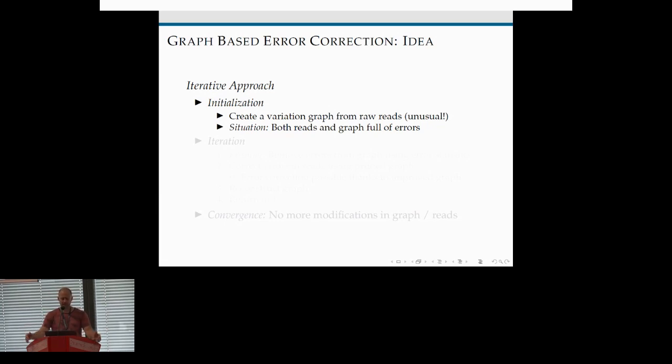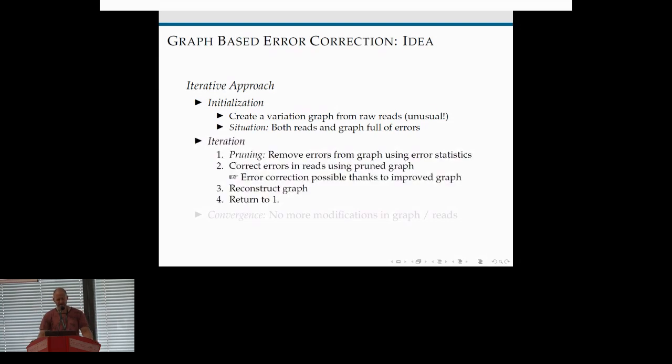The situation is that afterwards we construct that variation graph, and you have the reads in the graph full of errors, you have errors everywhere. Then in an iteration, we suggest you now prune the graph, the chicken. So you remove the errors from the graph using error statistics, so no usage of reads in this step. We just study the graph, the statistics, the edges, the nodes and everything, and then prune the graph and remove error-induced artifacts.